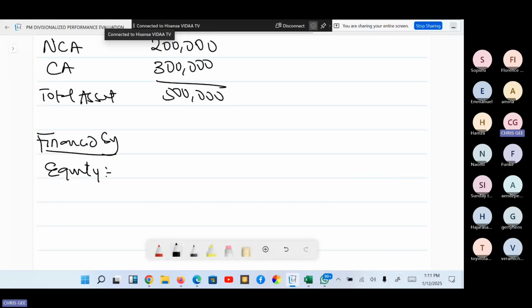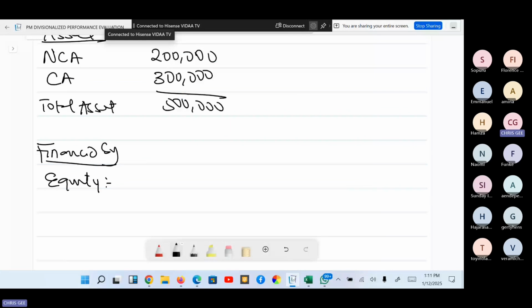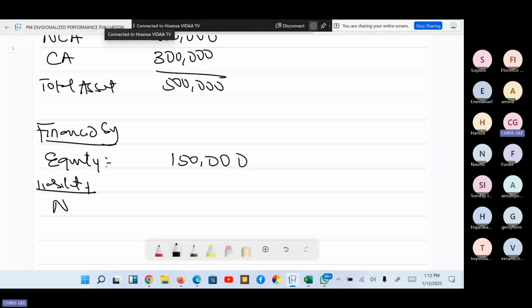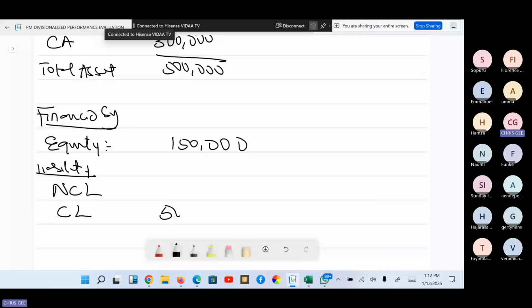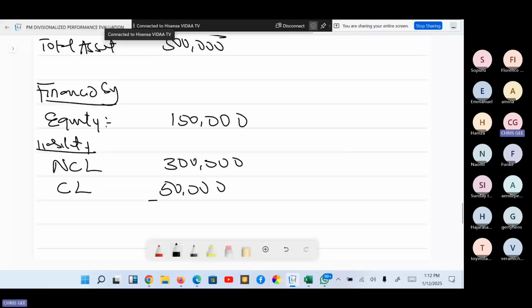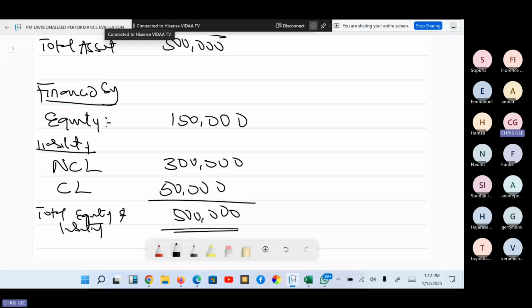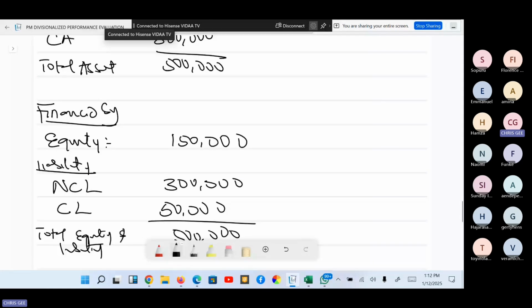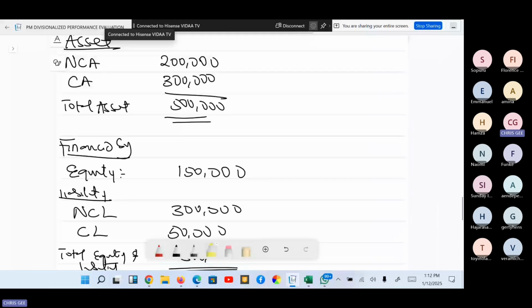So let's say that equity has, let's say, 150,000. Then you now have liability. And again, liability has non-current liability and what? Current liability. Let's say current liability is 50. And this is 300. Total equity and liability, how much? 500,000.